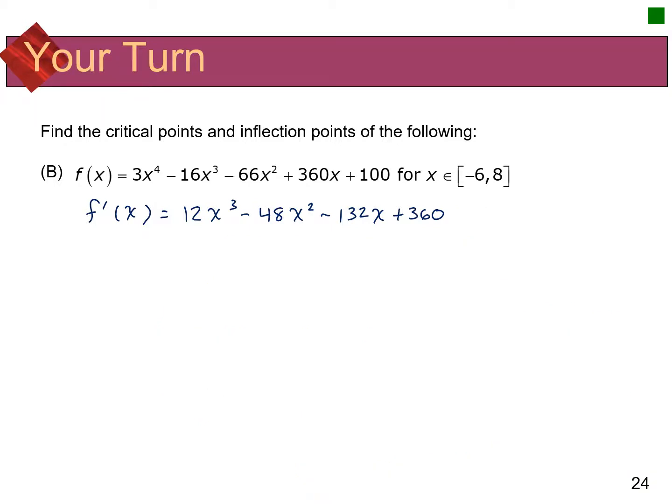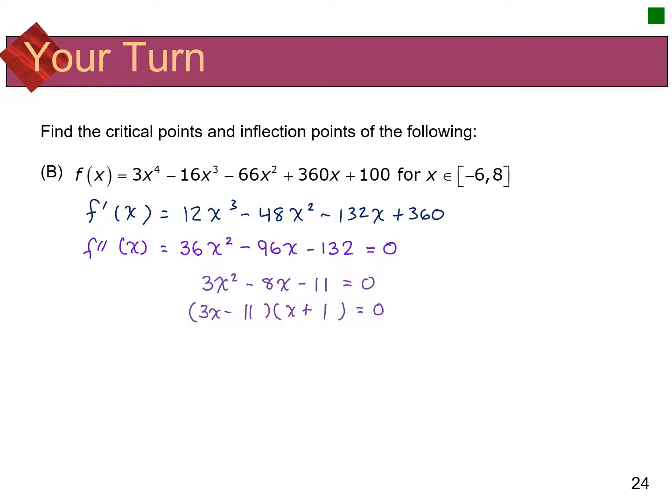Now I'm going to look for the inflection points. So starting with the first derivative, I'm going to now find the second derivative by just taking the derivative of the first derivative. So the second derivative is 36x squared minus 96x minus 132. I'm going to set that equal to 0. This is quadratic. Now again, I'm going to show it factoring into 3x minus 11 times x plus 1. Well, first I divide everything by 12 to make it a little easier. But again, I'm going to get the two values, x equals negative 1 or x equals 11 thirds.